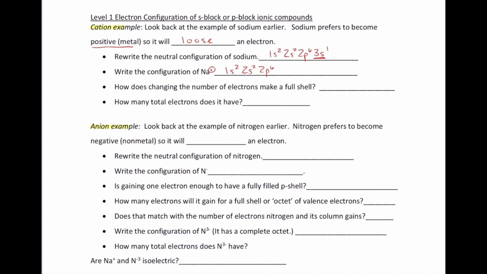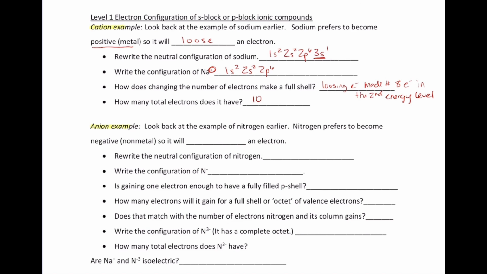That's the configuration. And if that looks familiar, yeah, it does. It is the same as neon, because this gives them the same number of electrons as neon. How does changing the number of electrons make a full shell? Well, in this case, losing the electron made it basically 8 electrons in the second energy level. How many total electrons does it have? It has 10. Notice it did have 11 and now it has 10.